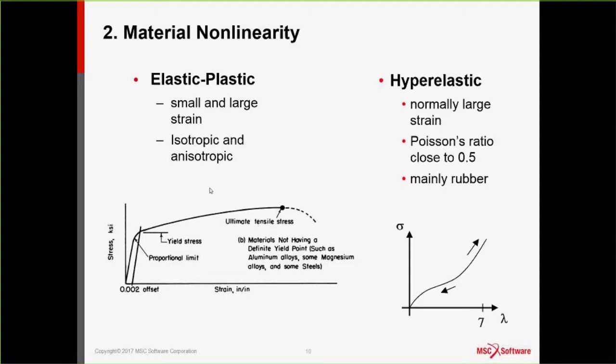Another common example of material nonlinearity is rubber. Rubber or elastomers, we call them hyperelastic material. They have a very, very large strain capability. Right? For example, if you look at the stress-strain curve for rubber, you can go out to several 100%, and it stays elastic. So that's another different type of material nonlinearity.